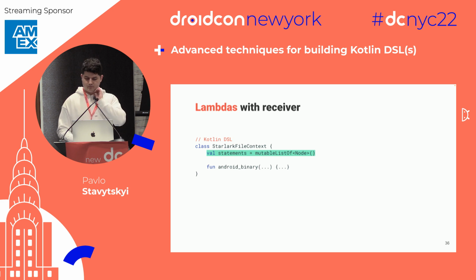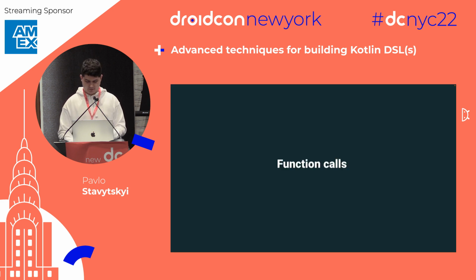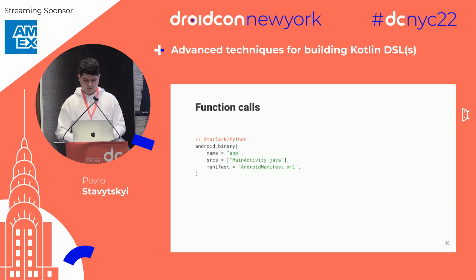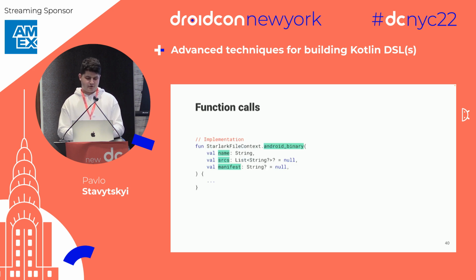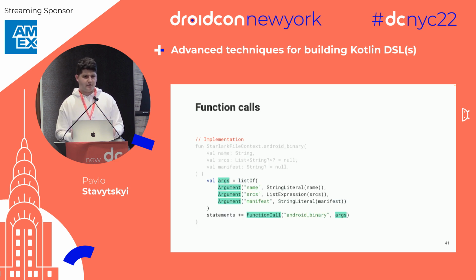Okay, so the first component that we need to implement is function calls. For example, here we have Starlark code which is just calling a function. In Kotlin it will be pretty much similar because Kotlin can also call functions, so visually it will look almost the same. To implement it, we have this Android binary function, which is an extension function to the context object that we created, and then we just define a list of arguments. In the body of this function, we will construct a bunch of tree nodes, which we will then add to our syntax tree.